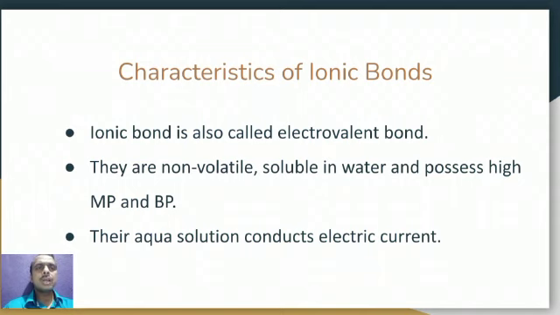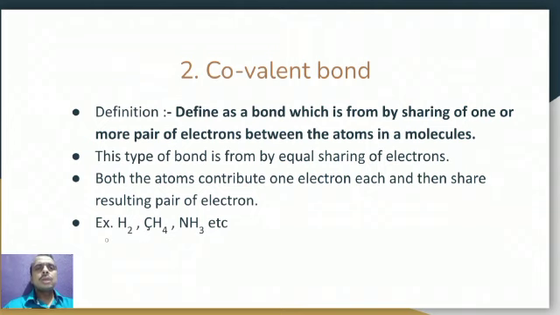Inorganic compounds are ionic compounds. Now the second type of bond, that is the covalent bond. After ionic bond, there is a second type of bond, covalent bond.